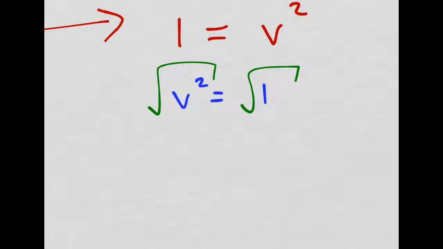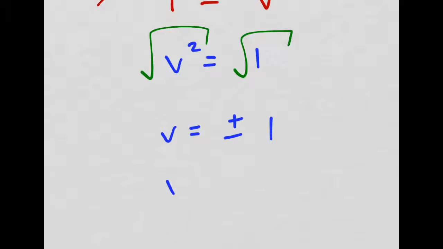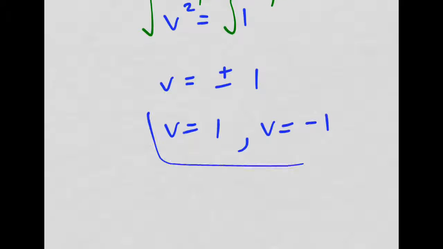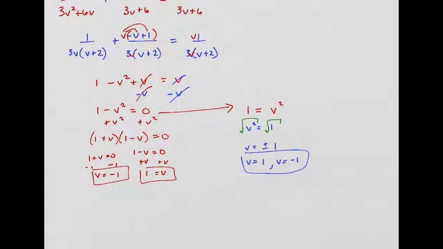Oh, yeah. Anytime you square root, though, that's why I didn't do this. Anytime you square root, you have to have plus or minus. And then the square root of 1 is 1. So v equals 1. V equals negative 1. Same answers, just in a different way. That's great.